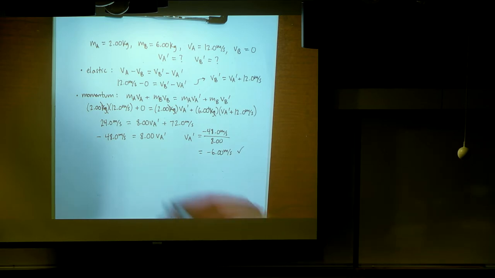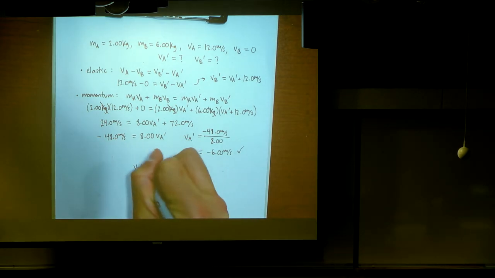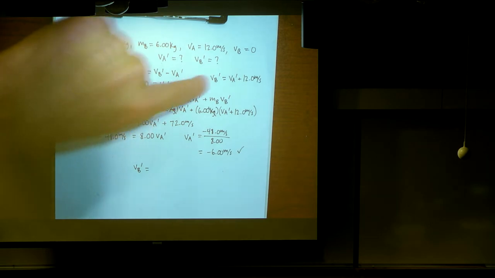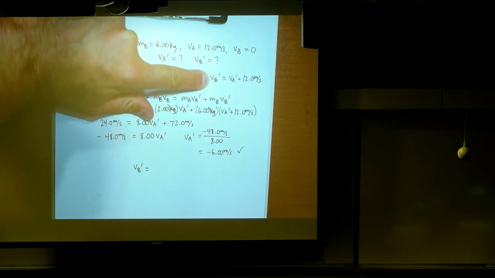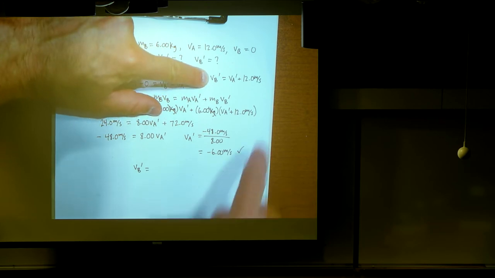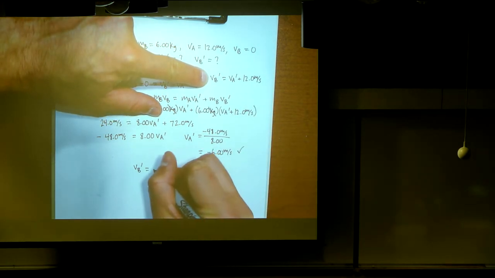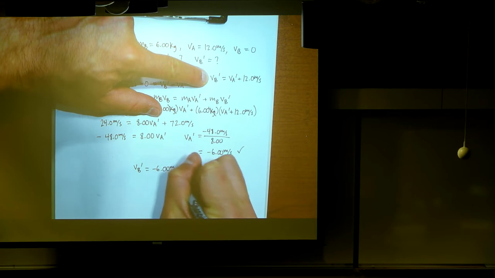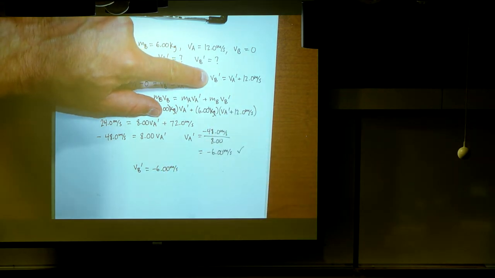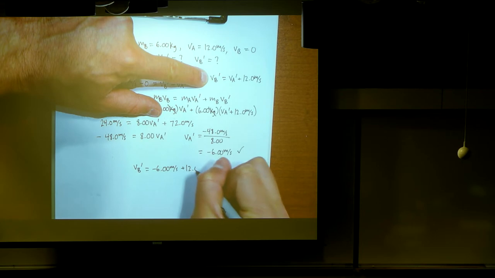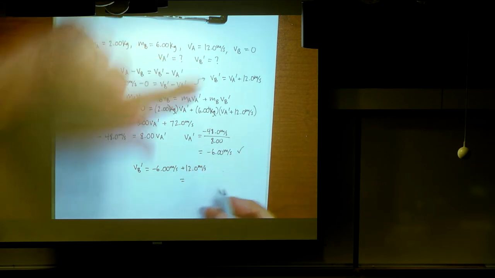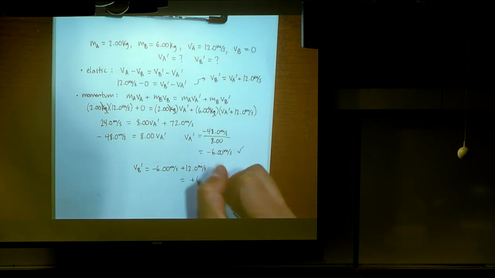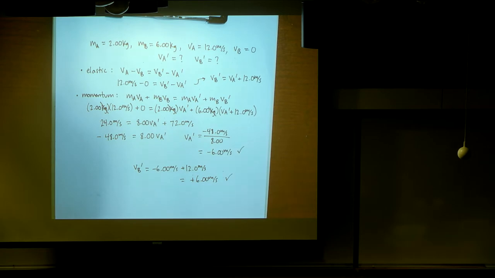And finally, for VB prime, what am I going to do? I'm going to use the original substitution we came up with up here. We said VB prime equals VA prime plus 12. So I'll plug in minus 6 meters per second for VA prime, and then I'll add 12. And what does that give us? 6. 6, but positive, right? So we have positive 6 meters per second for B.